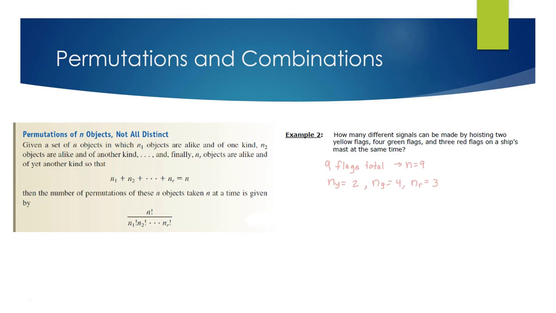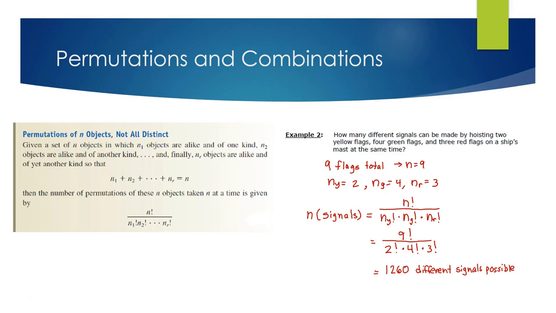I have 9 flags total, so the overall n is 9. I'll call n sub y for yellow 2, n sub g 4, and n sub r 3. When I want to figure out how many different signals, it's n factorial over n_y factorial times n_g factorial times n_r factorial. So it's 9 factorial over 2 factorial times 4 factorial times 3 factorial. When I work that out, I get 1,260 different signals.